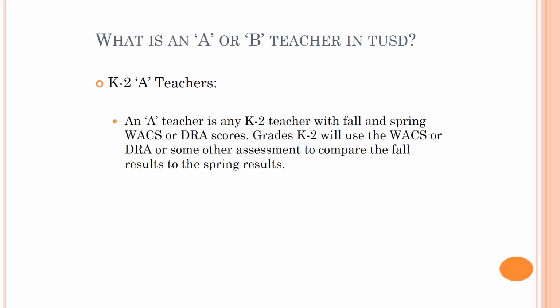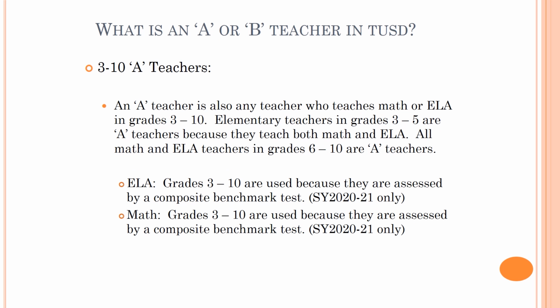The following 3 slides will help you determine whether you are an A or a B teacher in TUSD. An A teacher is any K through 2 teacher with fall and spring WACS or EDL DRA scores. Grades K through 2 will use the WACS or EDL DRA or some other assessment to compare the fall results to the spring results. An A teacher is also any teacher who teaches math or ELA in grades 3 through 10.